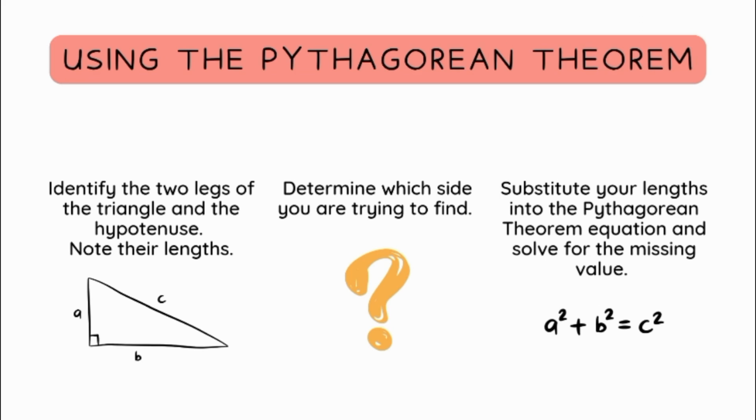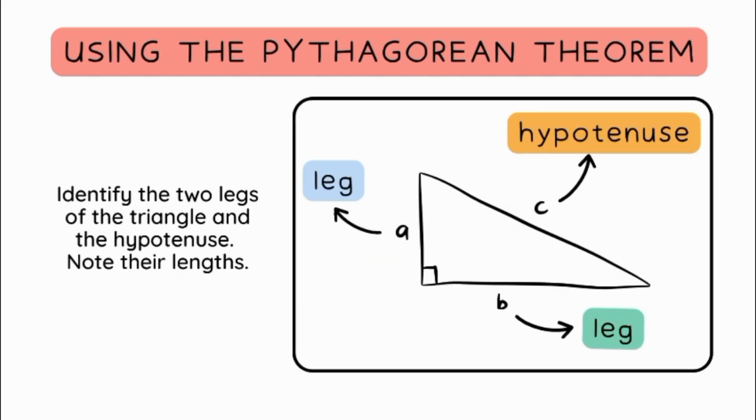These examples show that the Pythagorean theorem has many practical applications in our daily life. Slide 8. Identify the side. Here we can see a right triangle. The two shorter sides are the legs. The longest side is the hypotenuse. Identifying this side correctly is the first step before using the formula.